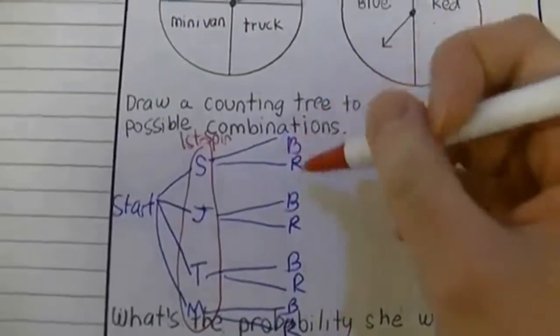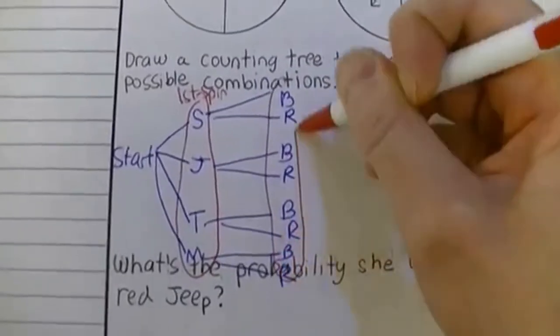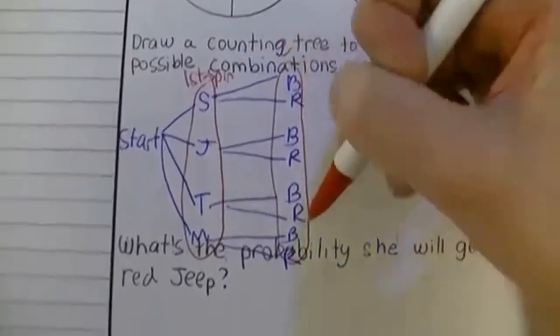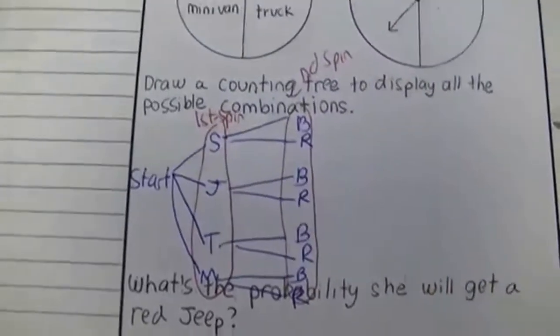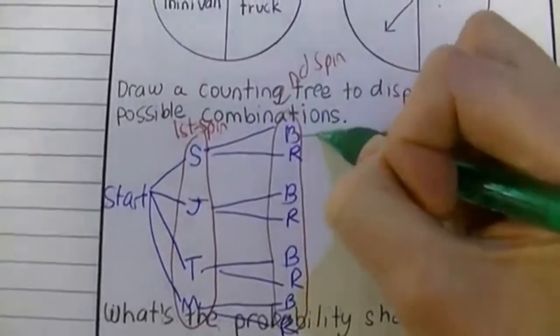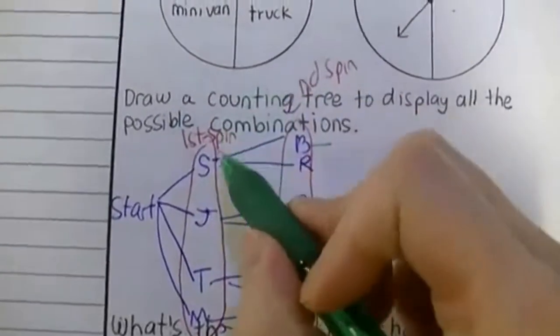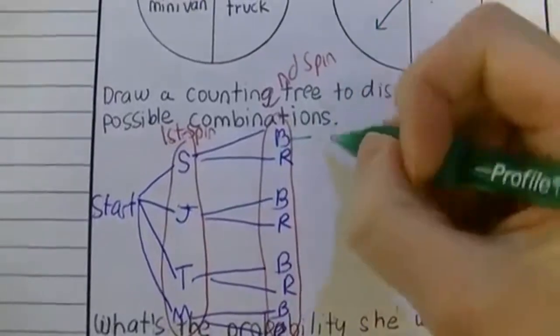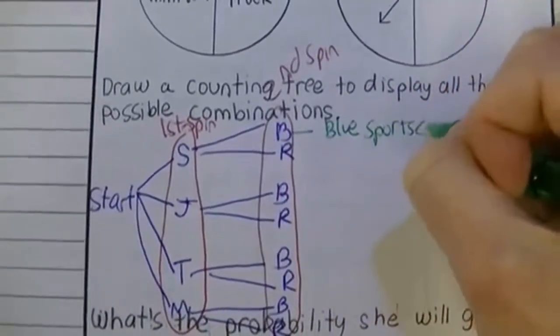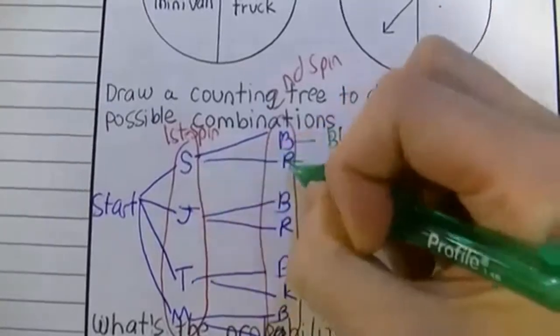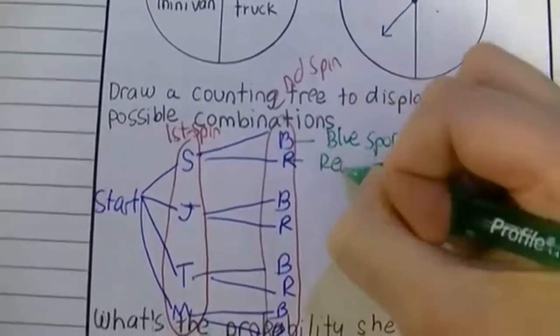Okay, and we're going to label that column the second spin, and I'll label it on the top because I ran out of room. I don't want to mess up that next problem. Second spin. Okay, now comes the part where we're going to go ahead and write out the outcomes. So a sports car, that's blue. I'm just going to write blue sports car. Right here, a sports car, that's red, so I'll just write red sports car.